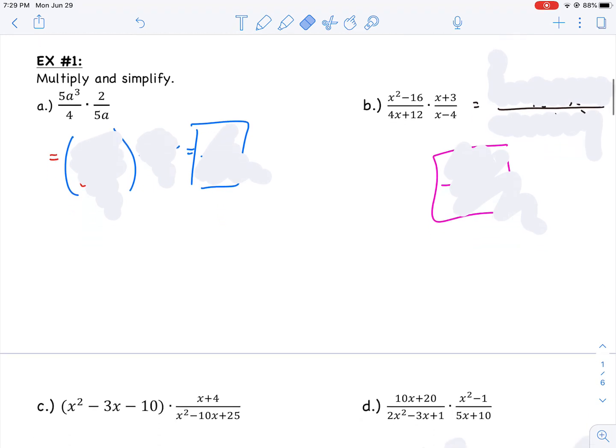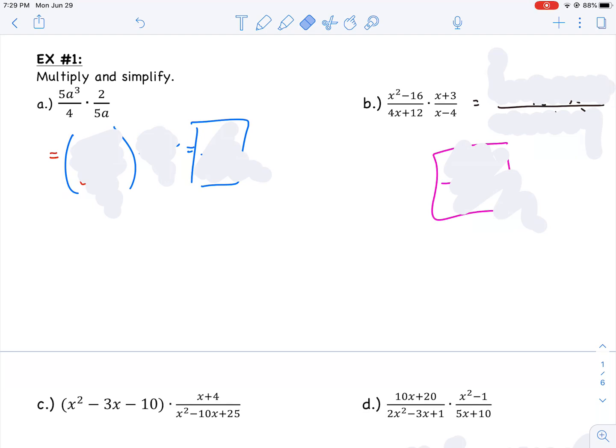All right, let's multiply and simplify example number 1. I'm going to multiply across my numerators and multiply across my denominators. On the top, I end up getting a 10a cubed. On the bottom, I get a 20a. And now let's see if we can reduce. I have a term on the top and one term on the bottom. And what GCF can I take out of both of those terms? It looks like I can divide both the numerator and the denominator by a 10 and an a.